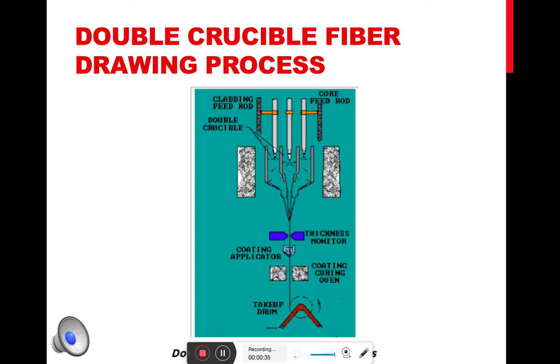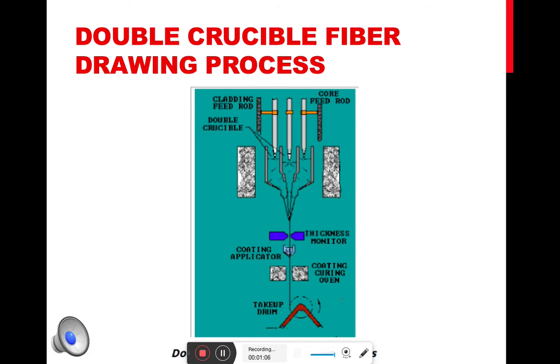In this double crucible fiber drawing process, as you can see from the figure, we have an inner crucible and an outer crucible. A crucible is nothing but a container used to store a particular dopant or material, which is subjected to very high temperature. Here we can see three crucibles: 1, 2 and 3. One is the inner crucible, and the other two are outer crucibles.